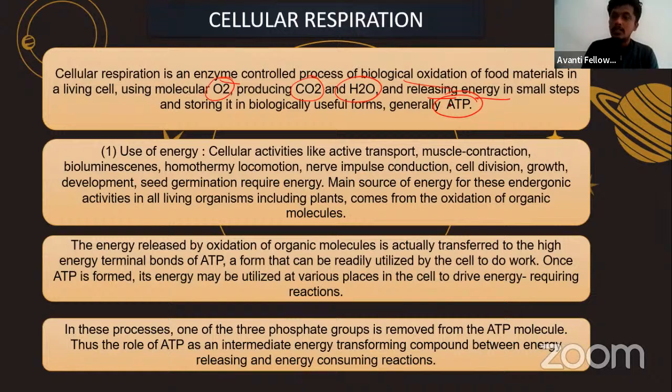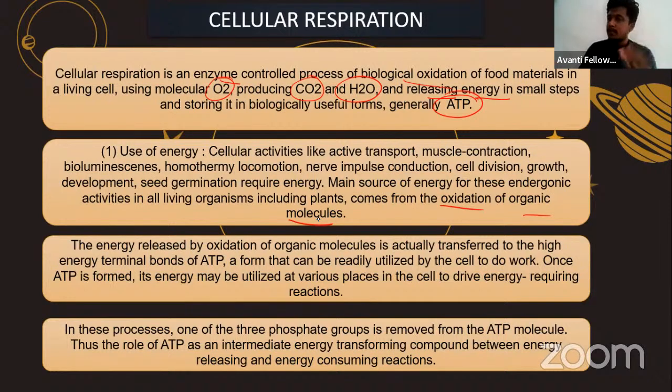So the source of energy for endergonic activities in all living organisms, such as plants, all comes through oxidation of organic molecules such as glucose. Now, the energy released by the oxidation of organic molecules is stored in the high-energy bonds of the ATP that is produced. So this can be used by the cells for ready-made work.